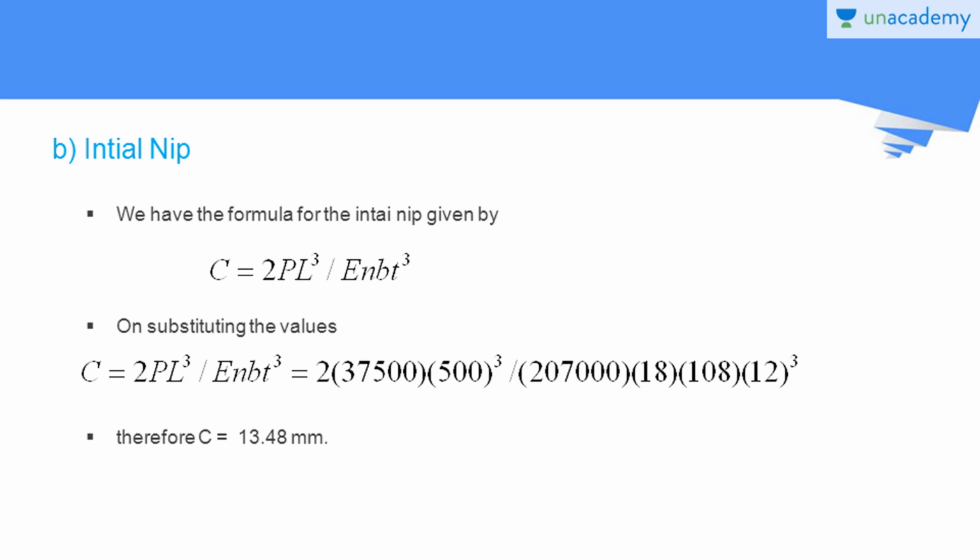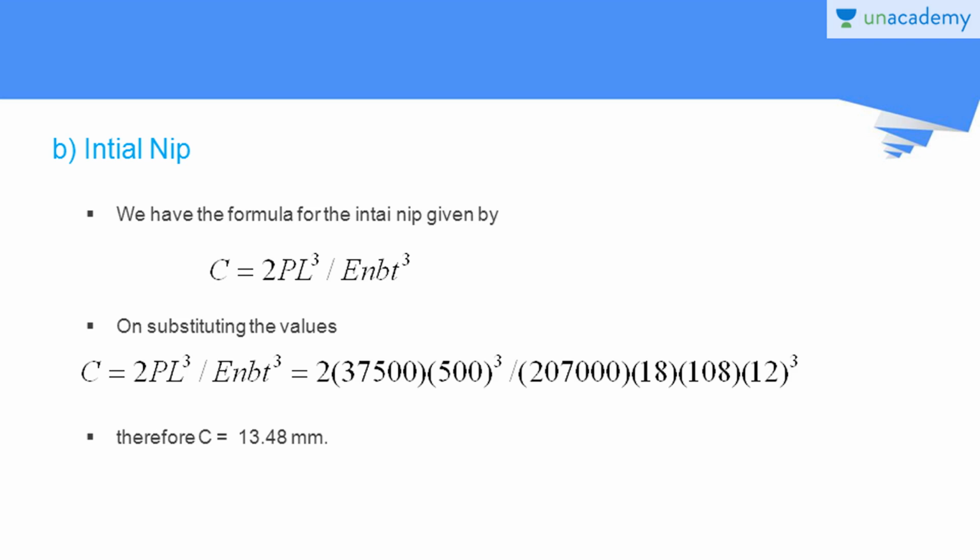On substituting the values of P, L, E and b, and also t that was obtained in the past section, we have got the value of C equals 13.48 millimeters. So this is the distance between the pre-stressed extra full length leaf and the adjacent graduated leaf.